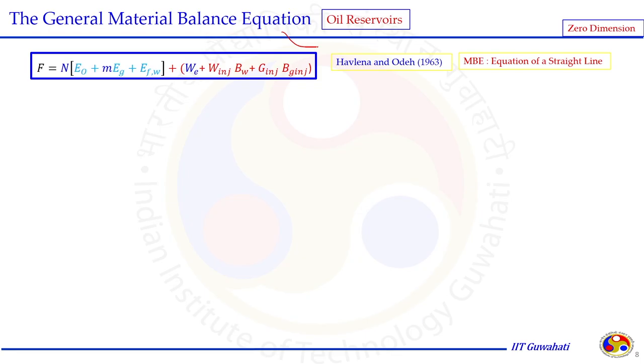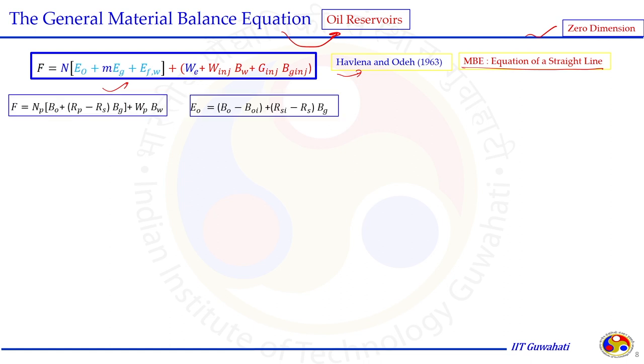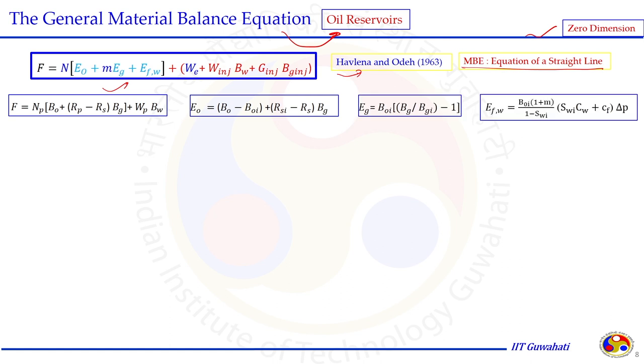For example, the general material balance equation can be reduced to the oil reservoir. The equation is the same, including everything. This is the straight line equation of the material balance equation. This again emphasizes a zero dimension equation. We are not counting fluid flow happening in any particular direction, where F, Eo, Eg and Efw have their usual notation in the comprehensive manner. So we did not drop any term. This is the very general material balance equation.